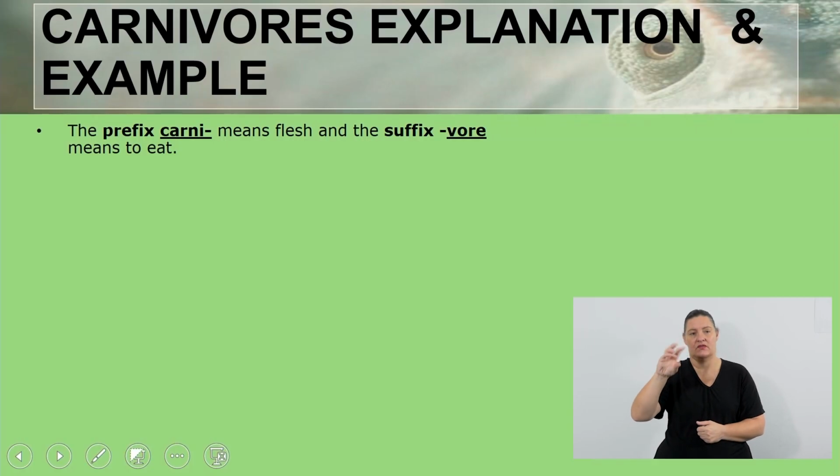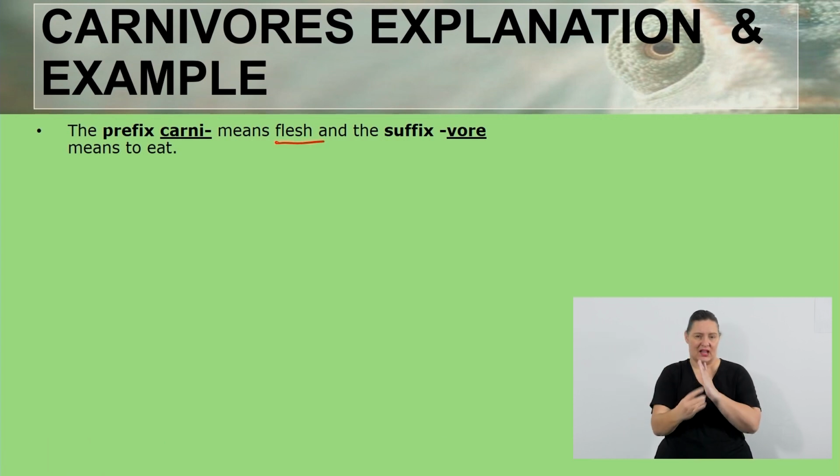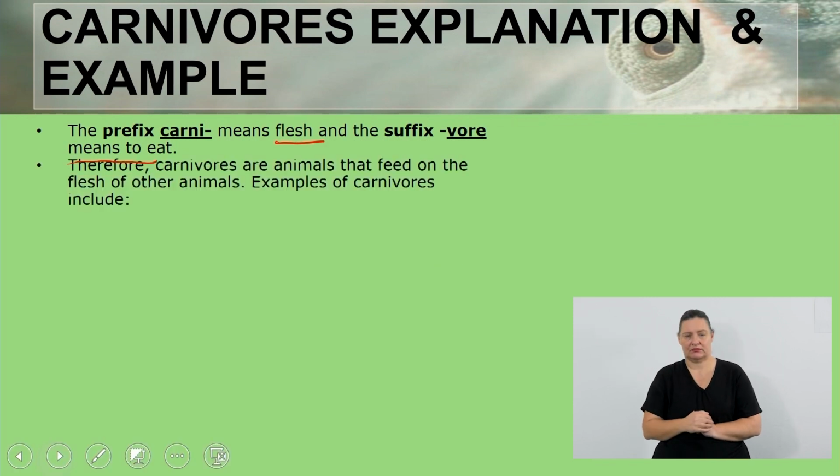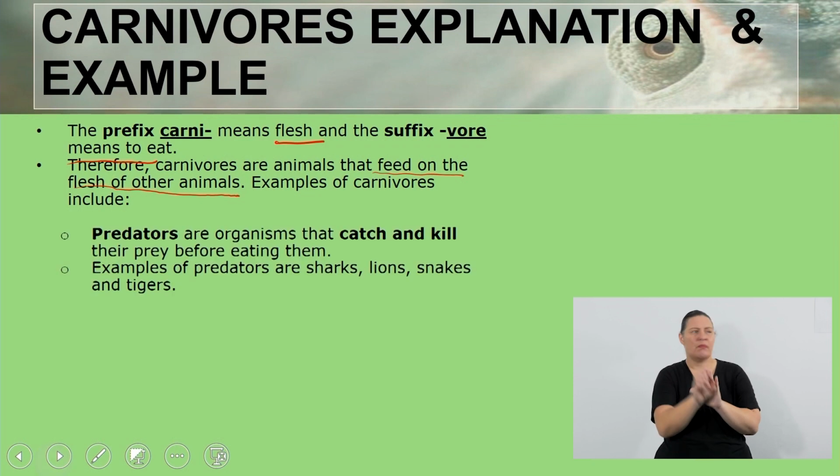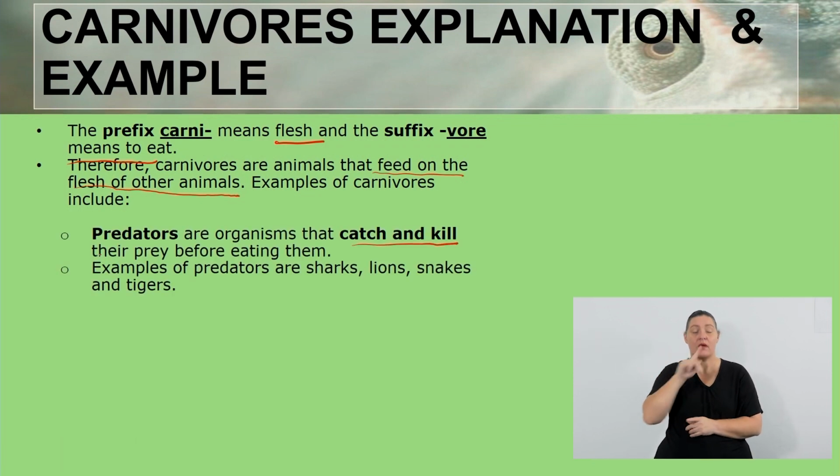Now we are going to look at the next one, which is carnivores. The term carni means flesh, and vor, if you remember from the first one, is to eat. So carnivores are animals that feed on the flesh of other animals. So examples include predators. These are organisms that catch and kill their prey before eating them.